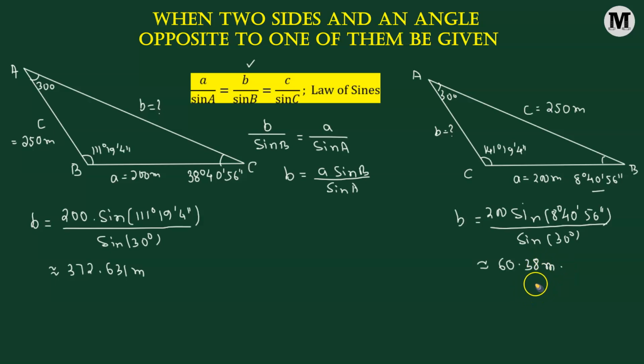So for this case, we get two triangles. For the first triangle, the measure of side B comes out to be 372.631 meters with the angles B and C obtained as shown here. And similarly for the second triangle, the length of B comes out to be 60.38 meters, and we have also obtained the measures of angles B and C respectively.